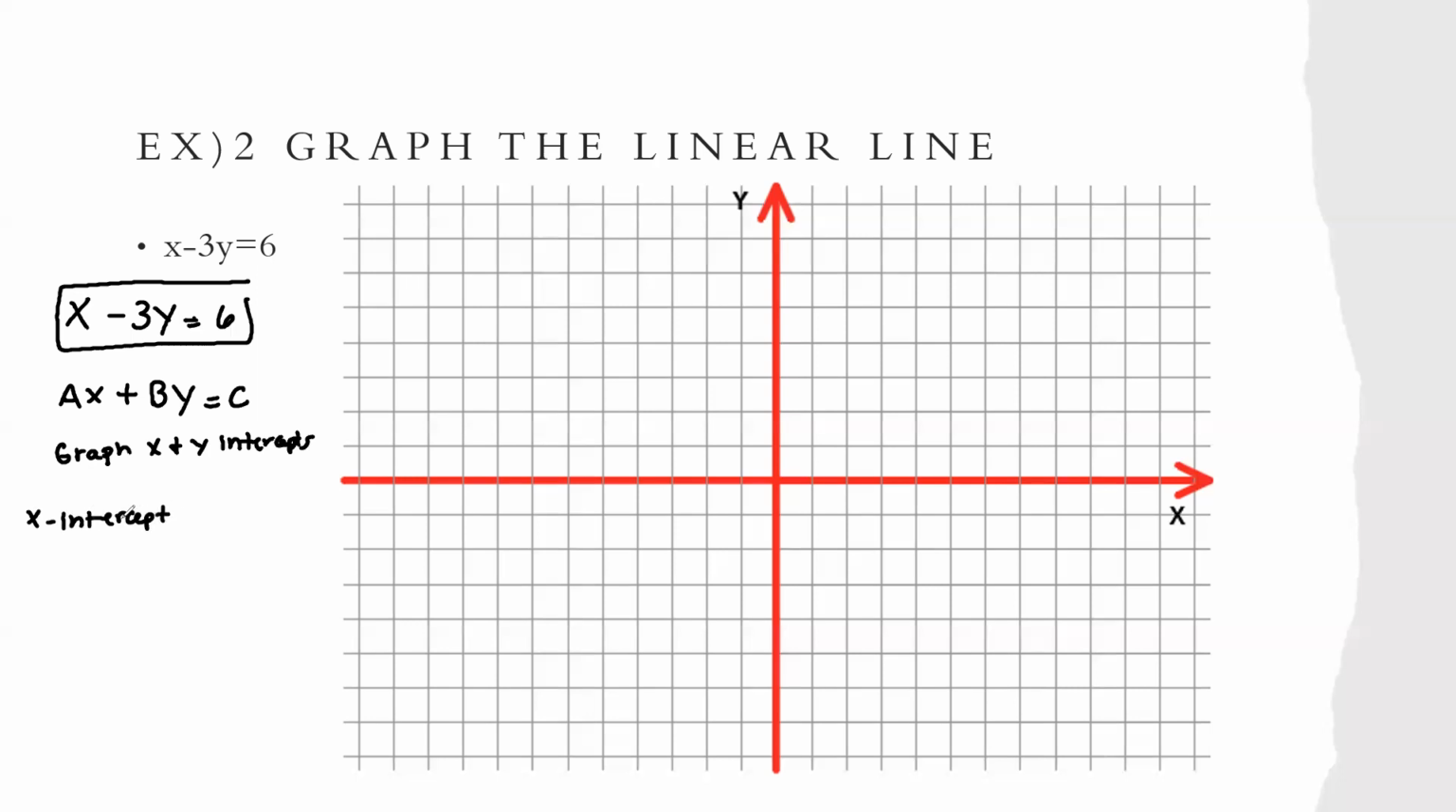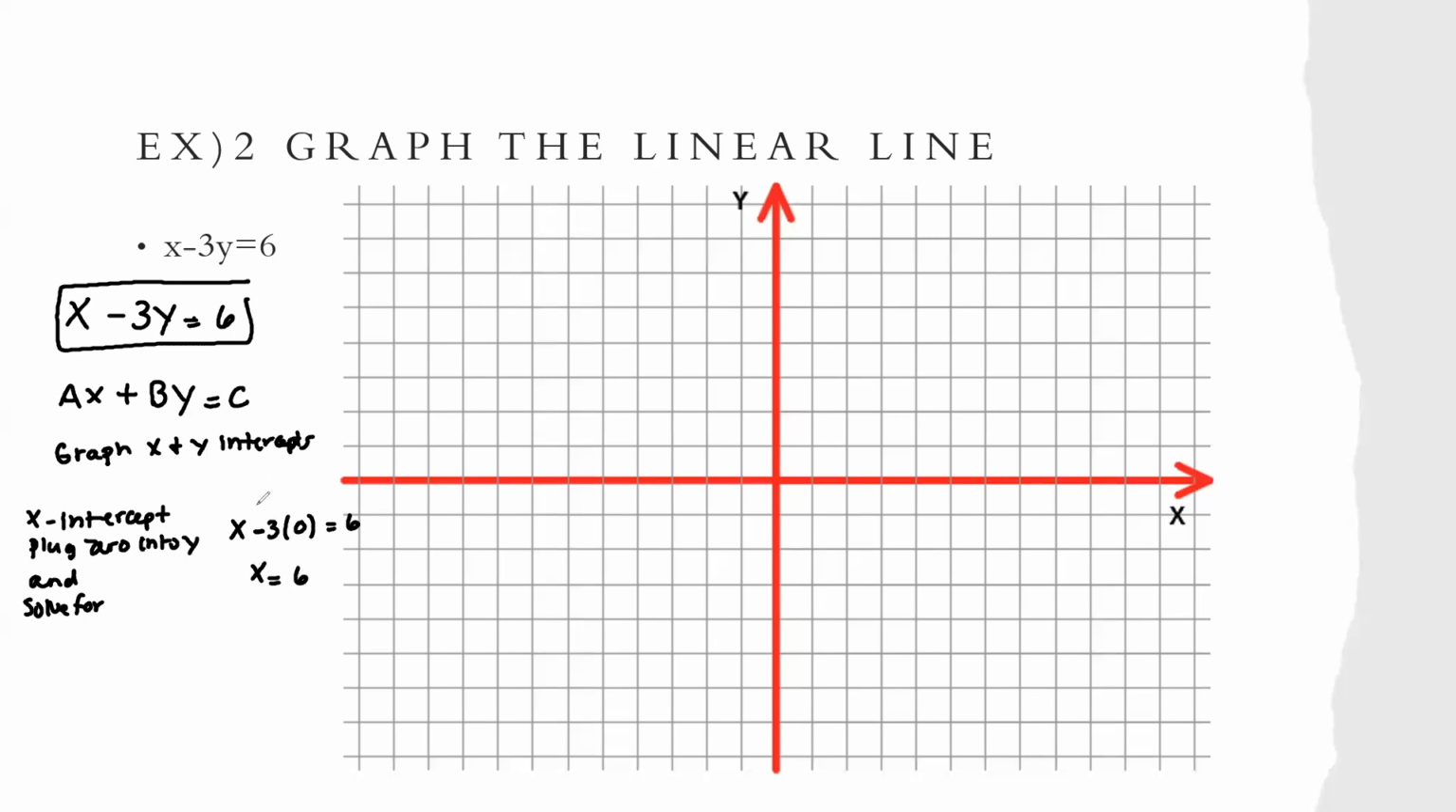So how do you find the x-intercept for any graph? It doesn't matter if it's linear, quadratic, or rational. You simply plug 0 into y and solve for x. That's it. So if you look at our equation, you plug in 0 for y, so it's x minus 3 times 0 equals 6. Okay, so this cancels, so you're left with x equals 6.